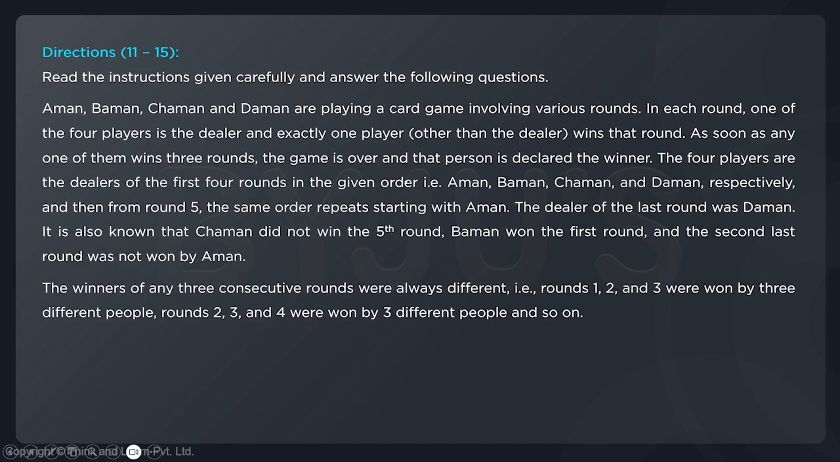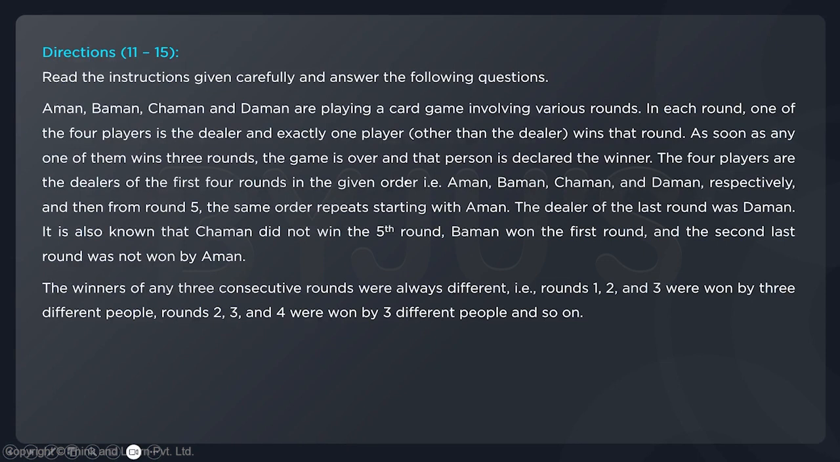So the moment somebody wins the 3 rounds, not necessarily in succession, the game gets over. Right? The 4 players are the dealers of the first 4 rounds in the given order, A, B, C, and D respectively. And then from round 5, the same order repeats starting with A. So it is A, B, C, D, A, B, C, D. That's what happens. The dealer of the last round was D. So D was the last round dealer.